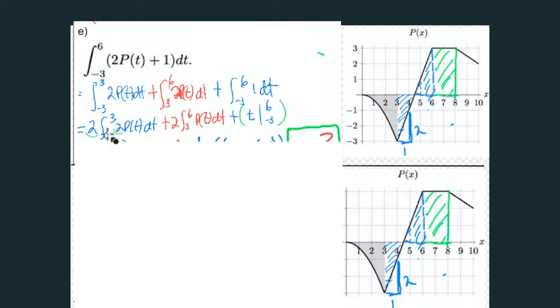It's a mirror reflection. So 2 p of t dt plus, I took this 2 right there and moved it outside the integral. So from 3 to 6, p of t dt, and then I integrated 1 to get t from negative 3 to 6. But again, for this one I would just go to the answer of 9. I wouldn't do anything else.